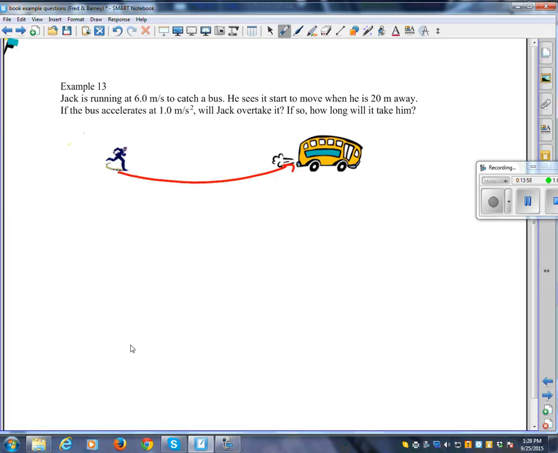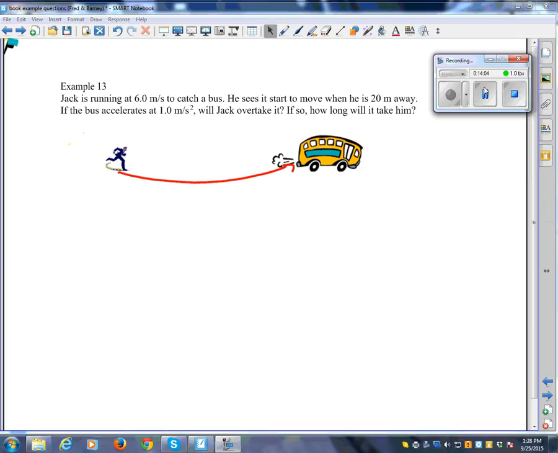I'll give you a few minutes while I do attendance, and then I'll do it. Okay? Give it a whirl and see if you can figure it out. Give it a good honest go.